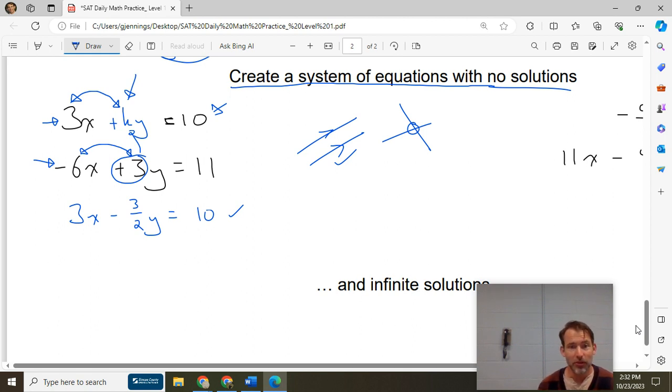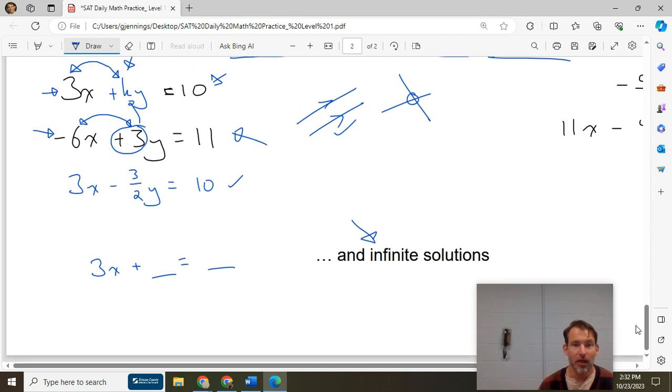So now we can also use this system of equations that we started with and create infinite solutions by just changing two of the variables. You could choose two variables at random. Let's say we have 3x plus some amount equals some amount, so I've got a blank there and a blank there. And then down here, I've got negative 6x plus 3y equals 11.